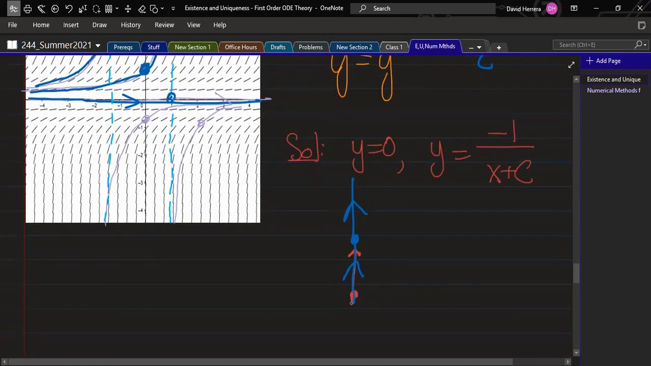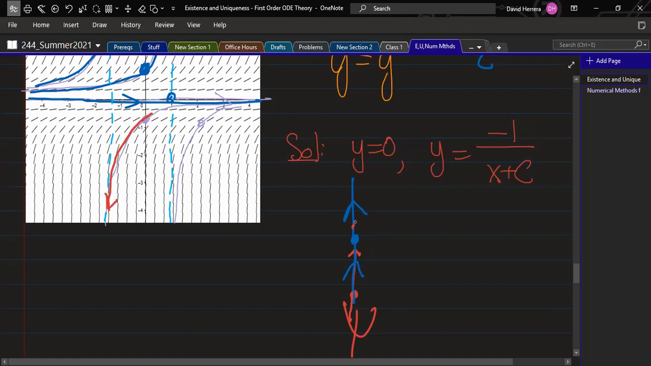But if you go backwards in time, you actually fly off to infinity. So you can imagine eventually reaching infinity in a finite amount of time because your speed blows up. And that's what's going on with a solution like this.